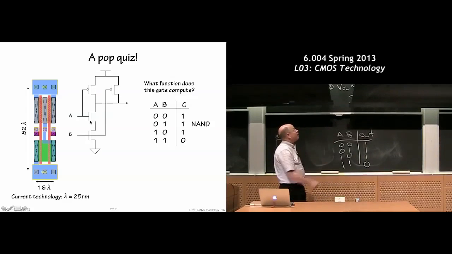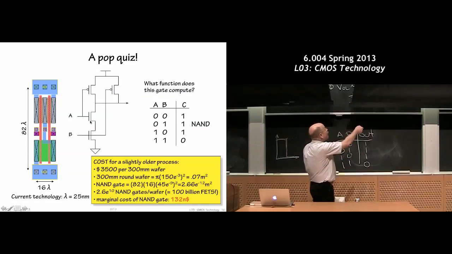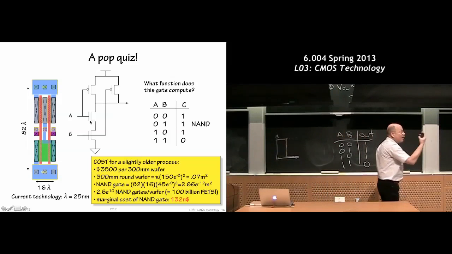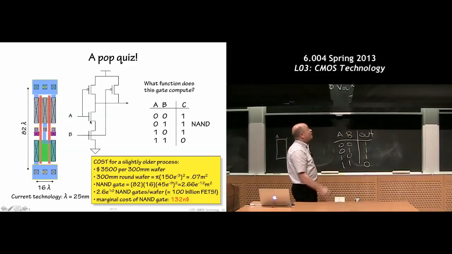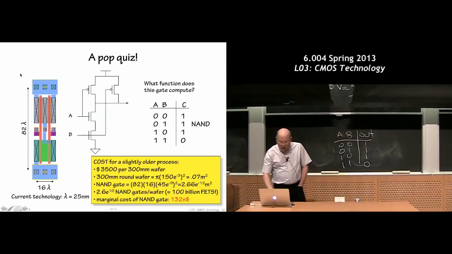Here's an actual picture of a mask layout. The dimensions of this thing I've done symbolically in terms of the smallest basic dimension, which you call lambda. And lambda in a modern process is, in this case, 25 nanometers. So this gate isn't very big. On a slightly older process, I go through the mechanics of figuring out how much area this is, and on a 12-inch wafer, how many of these I can build and for how much money.